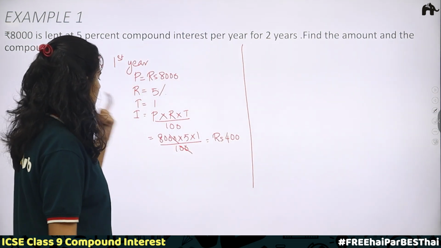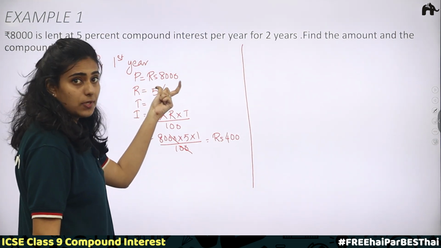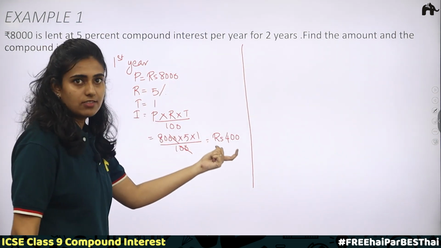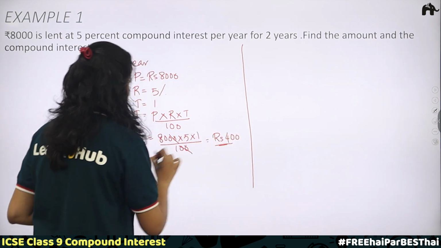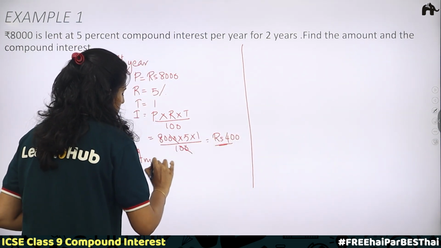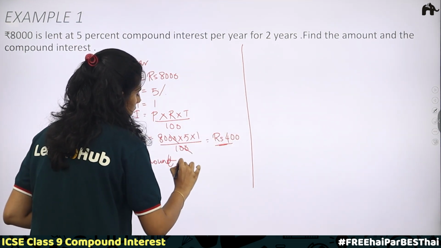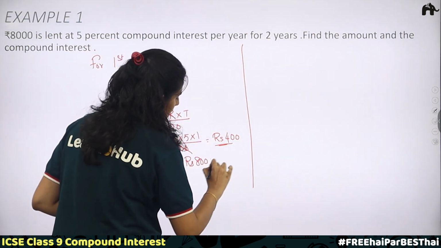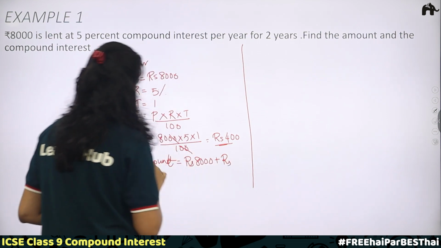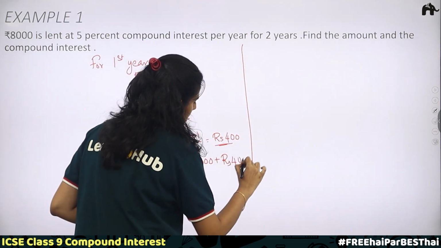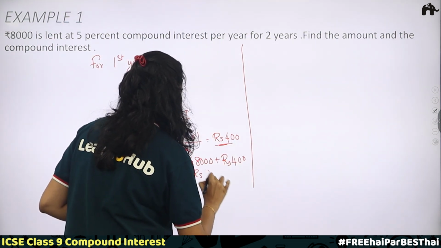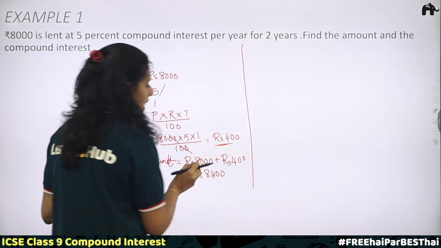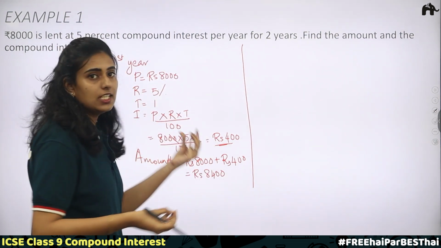For the first year, the principal is rupees 8,000 and the interest we have determined is rupees 400. Therefore, the amount will be equal to principal, that is rupees 8,000, plus interest rupees 400, equal to rupees 8,400. This amount will be the principal for the next year.